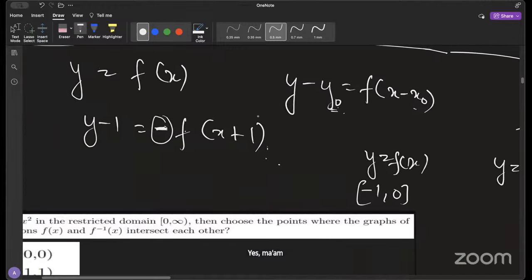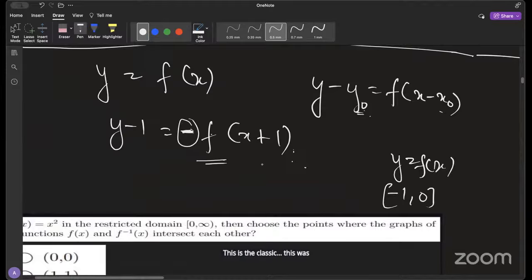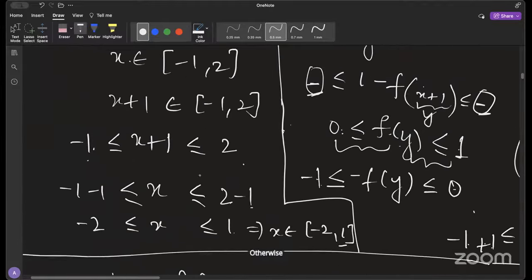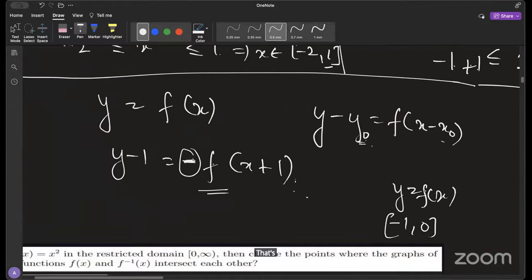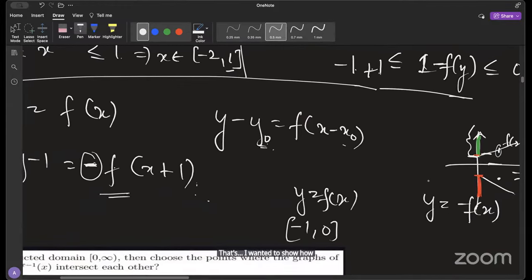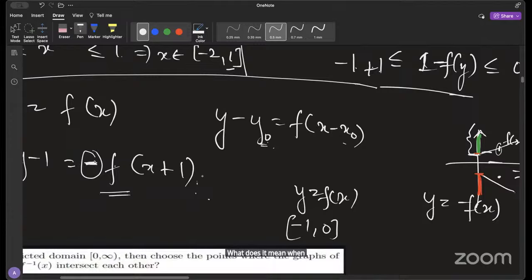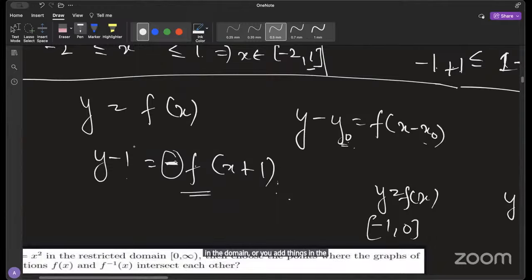Yes, ma'am. This was the graphical interpretation. Otherwise, you can do it by this method. That's fine. I wanted to show how it changes graphically, what it means when you put a negative sign, when you add things in the domain or add things in the range.